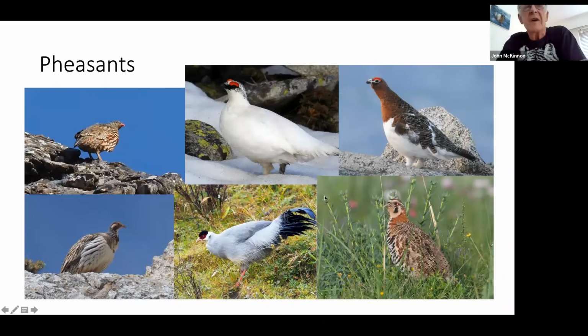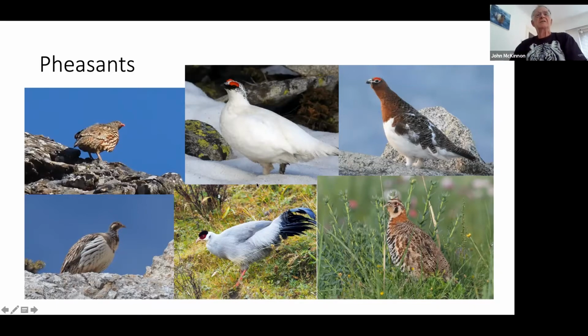Okay, pheasants. From Central Asia into China is really the radiation center for pheasants as a group. There are many genera and many species. China has more species than anywhere else in the world. There are two distinct groups. In the north, you've got the European, the Palearctic northern pheasants.